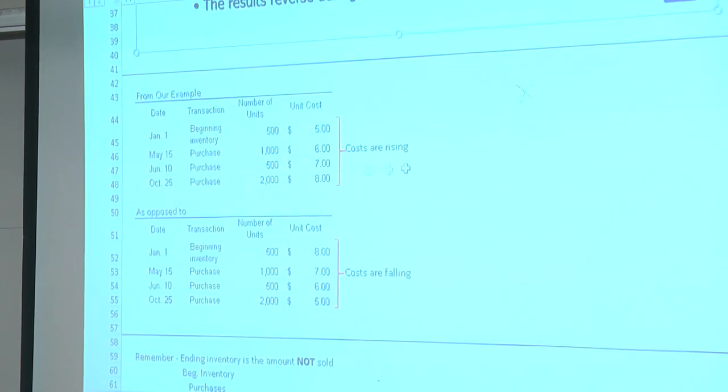Just quickly, in our example, the costs were rising. They started at $5, and by that October 25th purchase, they had risen to $8. Now, costs rising are the most common scenario. We have inflation, and typically as time goes on, products are worth more, so the payments for them will be larger. There are certain industries where costs tend to fall. So falling costs would look like this: if we started off in our beginning inventory higher, and then the cost consistently dropped until our final purchases.